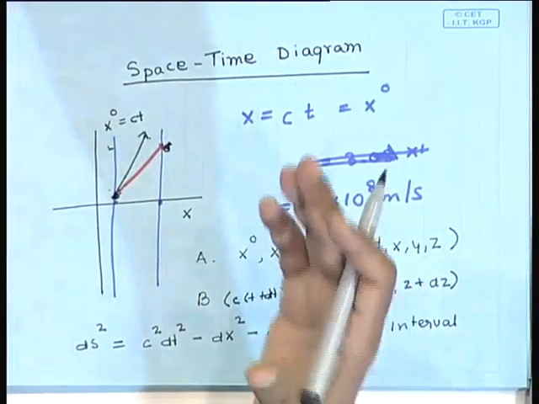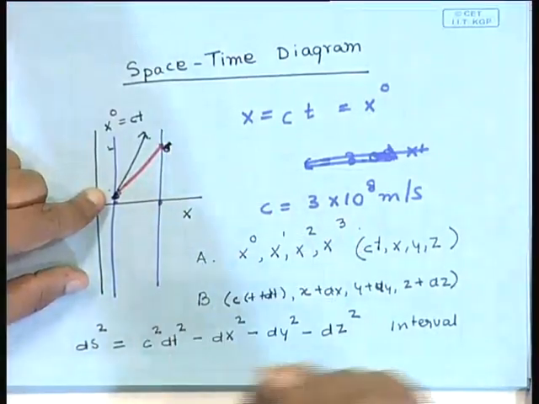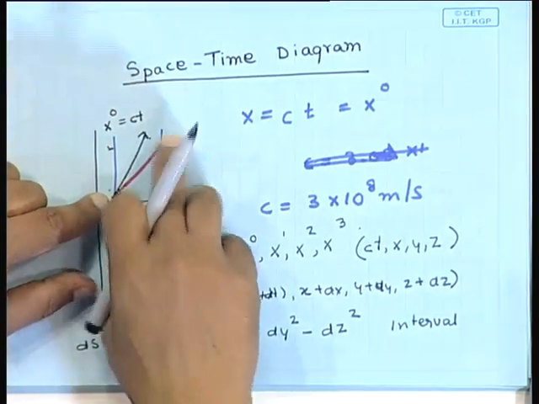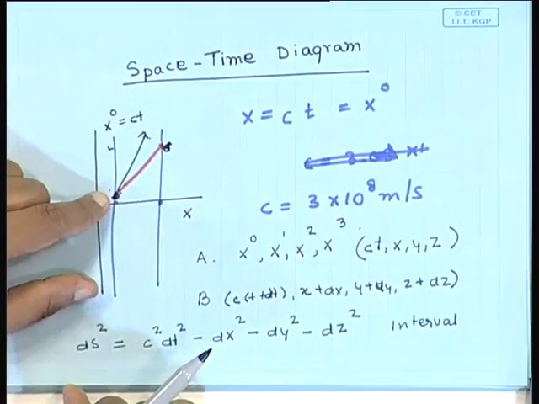What do I mean by a different inertial frame? An observer who is moving, let us say, with a constant speed with respect to the one where I was earlier. In that coordinate system, this will occur at a different position at a different time. This will occur at a different position at a different time. But the light signal propagates at exactly the same speed.